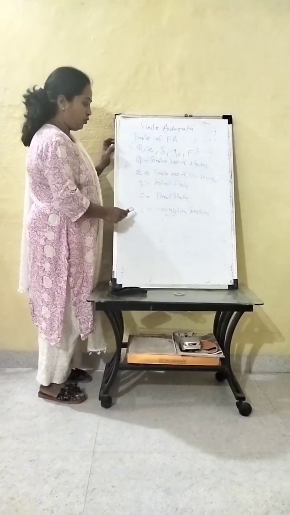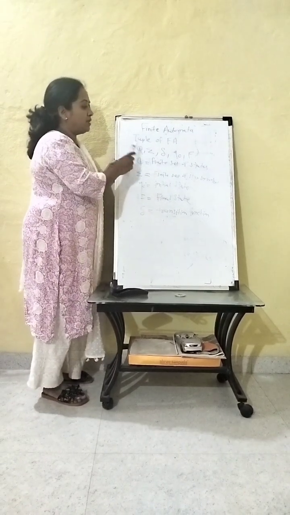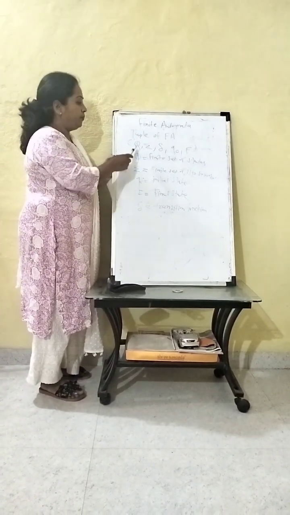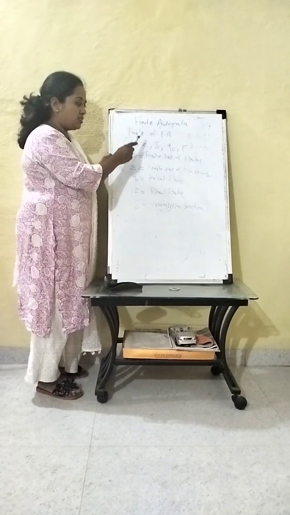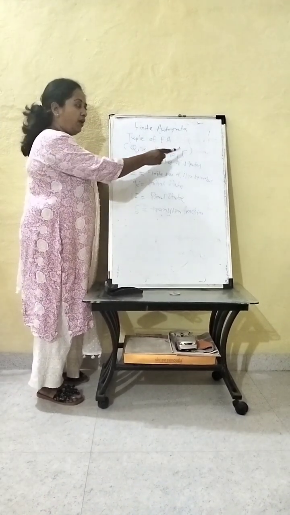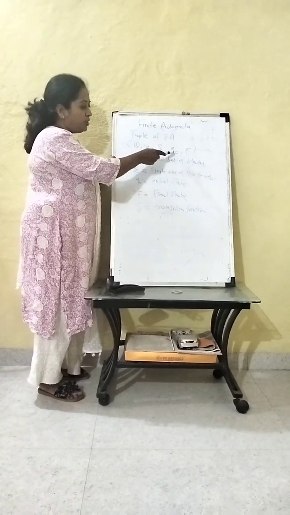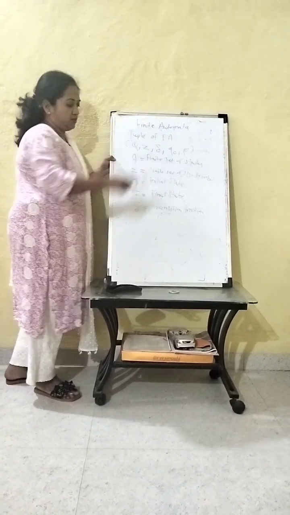These 5 tuples are very important. Remember these 5 tuples. The question is asked in the exam: how many tuples are there, or explain the tuples of FA. So Q is the finite set of states. Summation is the input symbols. Q0 is the initial state. F is the final state, and the transition function, that is delta, brings the machine from initial state to final state.